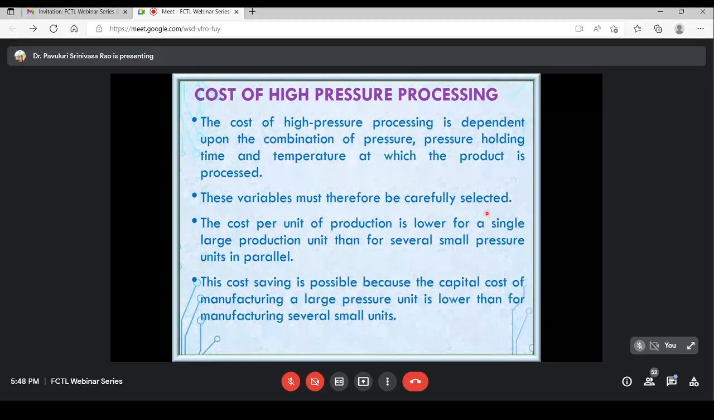At the same time, going for very high pressure will also influence the equipment health. So although 900 megapascal or maybe 800 megapascal is possible for a particular system, having all the trials at 800 megapascal is no good. It has to be restricted so that the equipment life will be saved. The cost per unit production is lower for a single large production unit compared to several small pressure units, which is similar to any other kind of thermal equipment. That means a large equipment will have a lower capital cost in comparison to equivalent several small equipment.